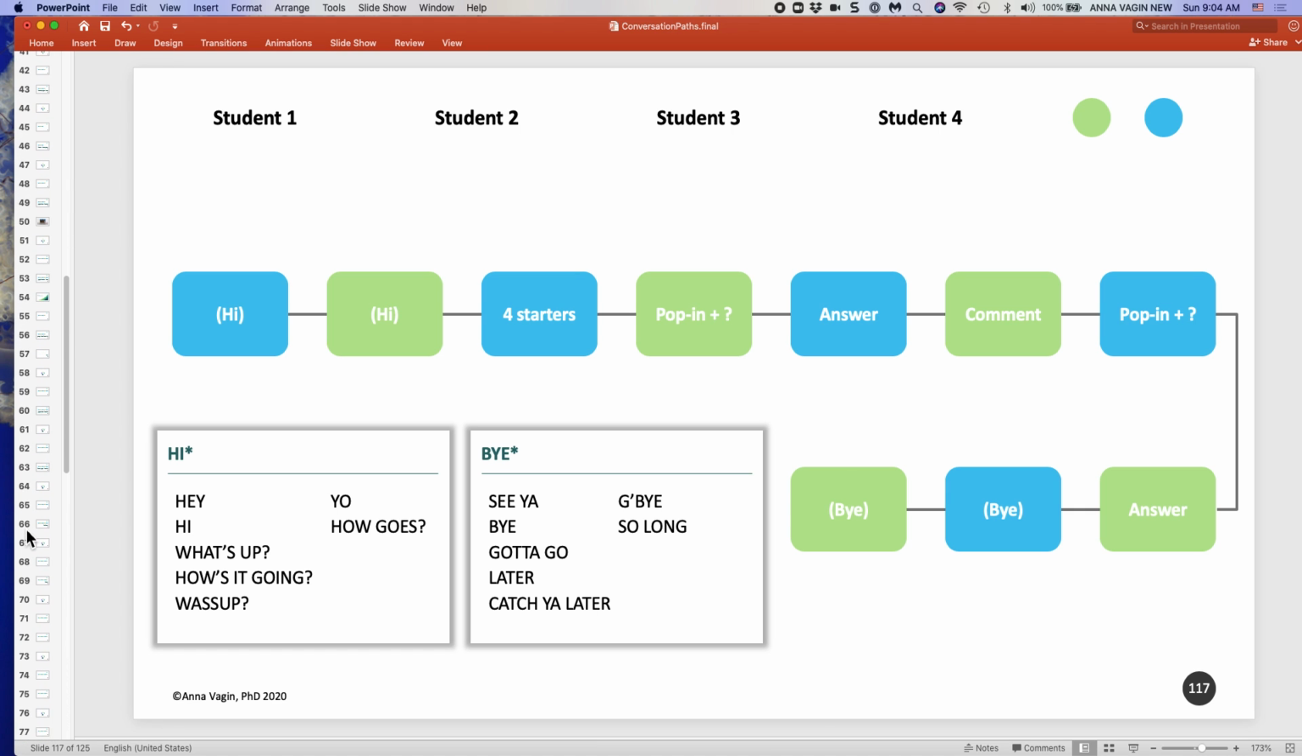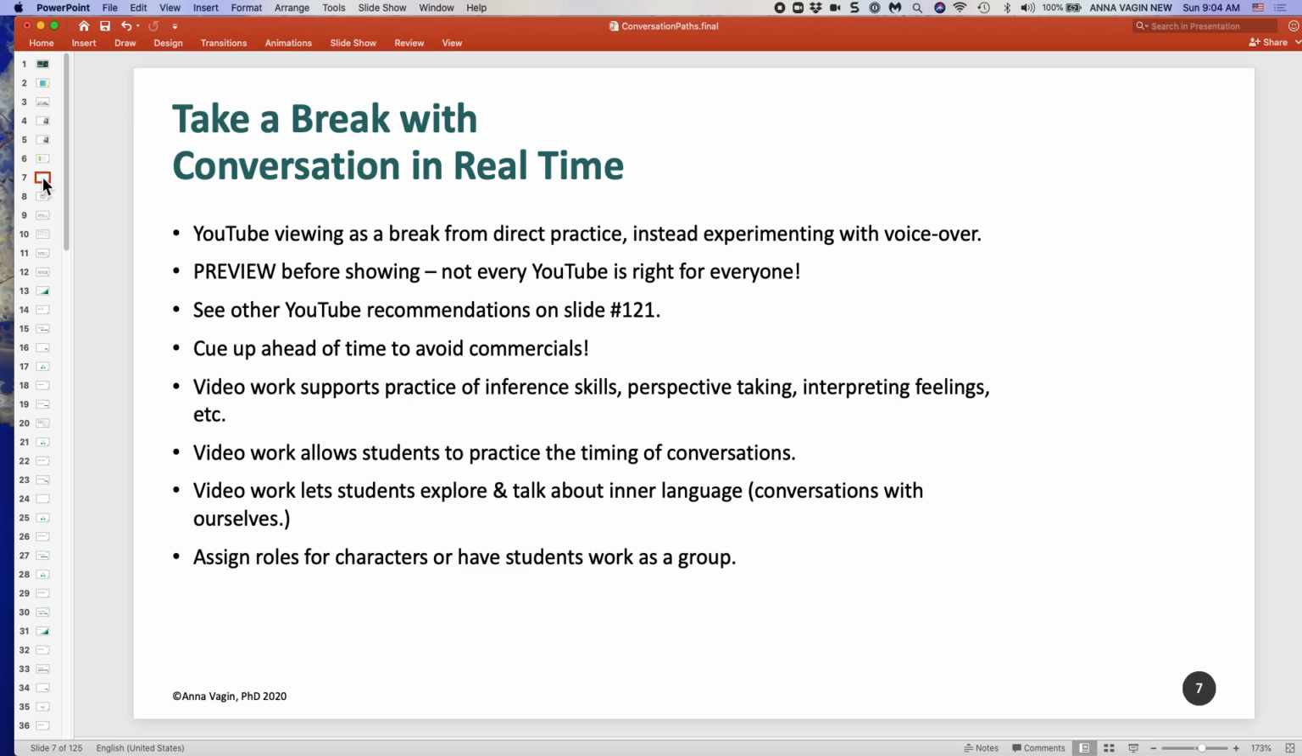Now, with all of this practice, our students are always going to want to take a break. And in Conversation Paths, we do that by watching a YouTube video and having conversation in real time. Watch the YouTube video the first time through, and then again, either turning the sound down or muting it. So students do a voiceover.